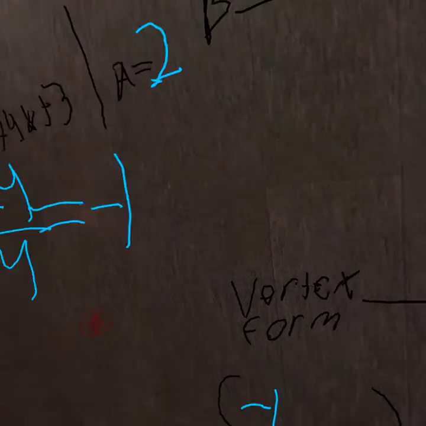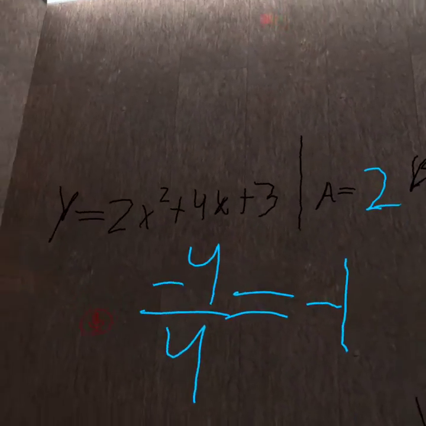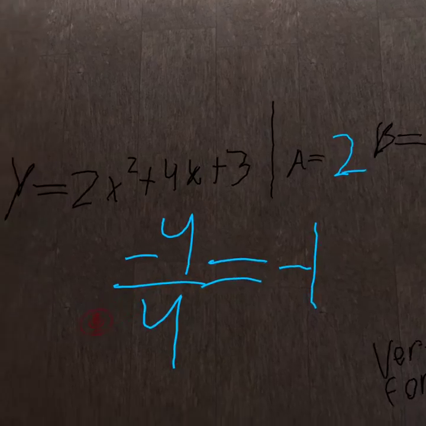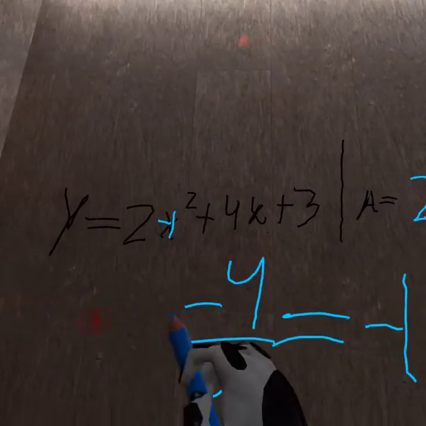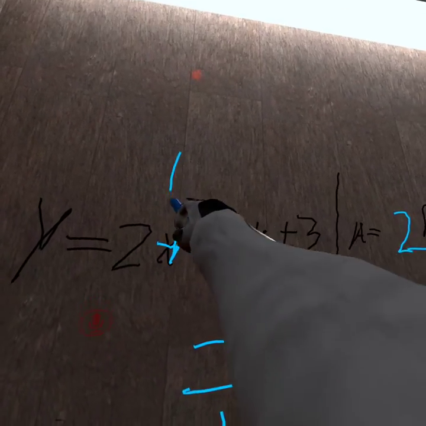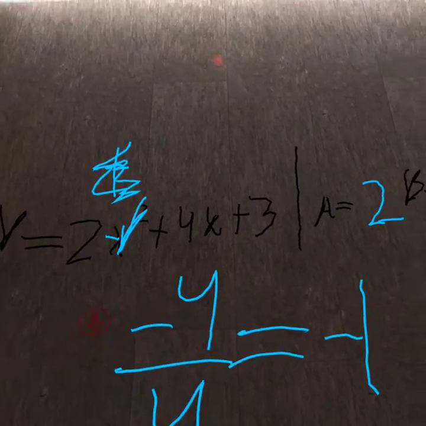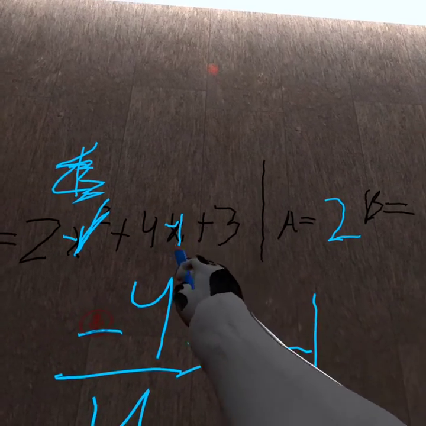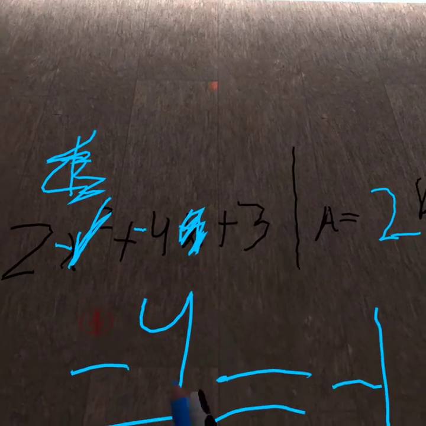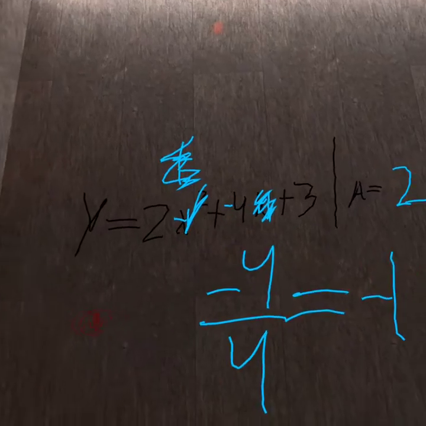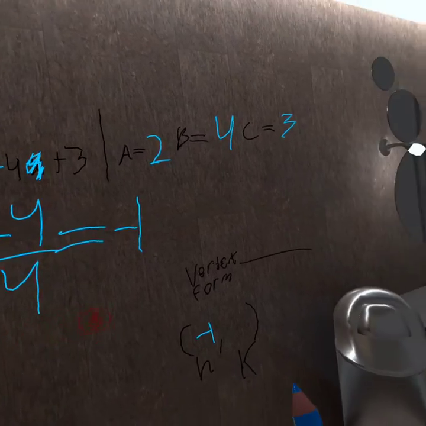Well, Miles, how do we get the k now? Well, to get the k, we need to plug that -1 in for all the x's in the equation. -1 squared is 1. What's 2 times 1? That is 2. Now 4 times -1 is -4. And we leave that 3 alone. So 2 minus 4 is -2, plus 3 is equal to 1.